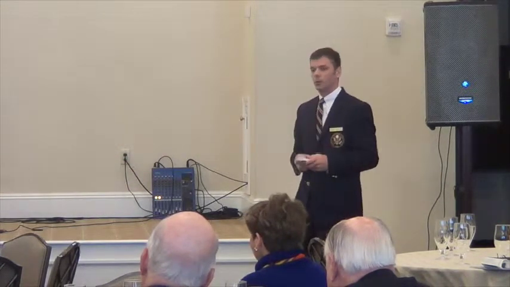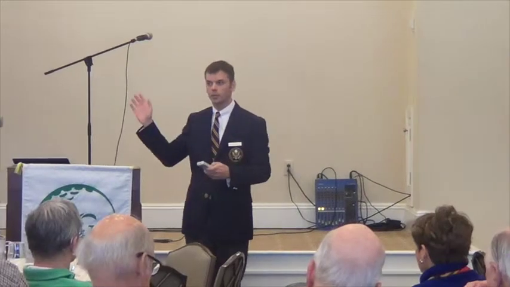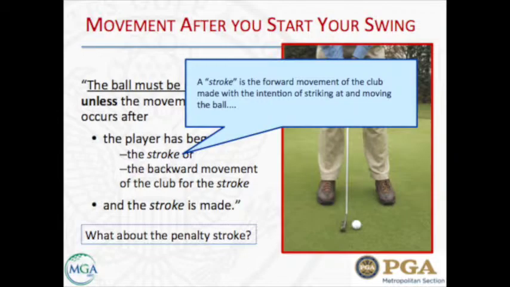Okay, this gets to the question that was asked in the back and up here, Carl Peterson. What if he finished that stroke? What do we do? Well, both 18.2a and 18.2b have this same language. The ball must be replaced unless the movement of the ball occurs after the player has begun the stroke or the backward movement of the club for the stroke and the stroke is made. So I'm going to remind you what stroke is. That's this forward movement, intention of striking at. And then that next bullet point is you're in your backward movement and you complete the stroke in both of these. In Carl's situation, he started this backward movement.